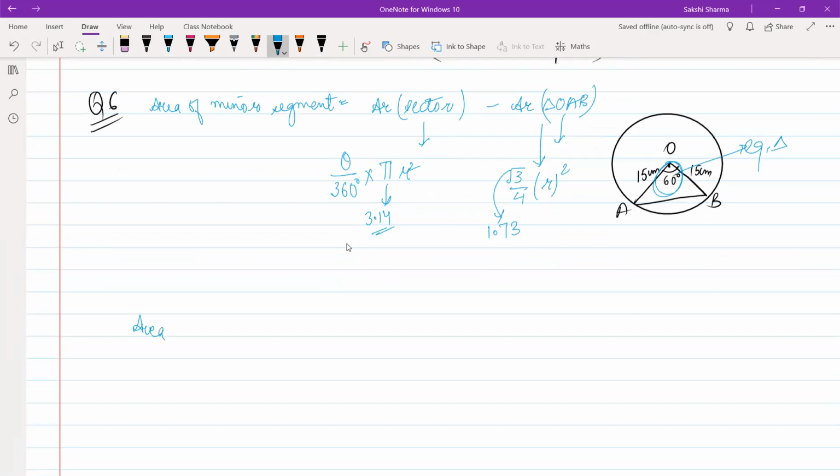And then you have to find out the area of the major segment. Area of major segment will be given by area of the whole circle minus area of the minor segment, the answer that you will obtain in the first part.